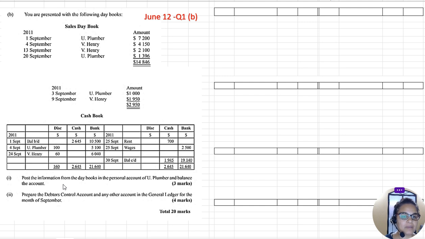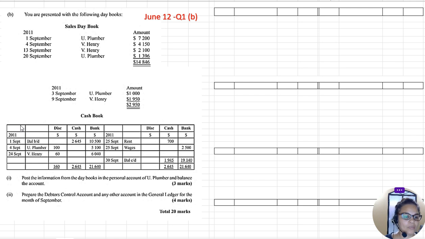If we're taking this in parts, let's read the next requirement, which was 3 marks. Prepare the debtors control account and any other account. They just want you to prepare the debtors control account and any other one, because there is more than one account you can find within these daybooks, and prepare a general ledger for the month of September for that account. So you have the option to choose which one you want to do.